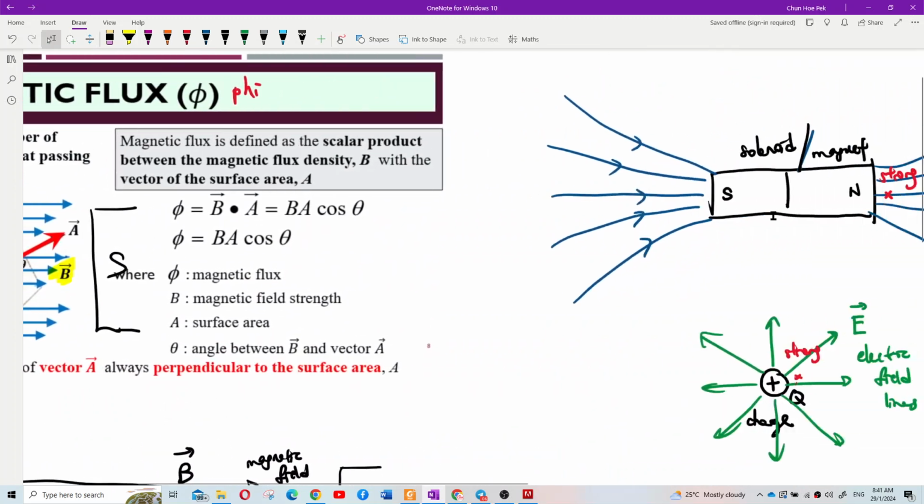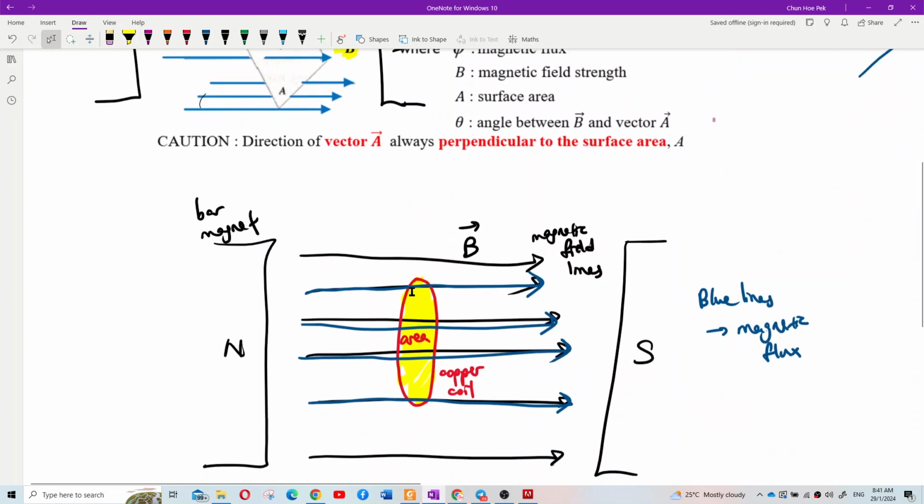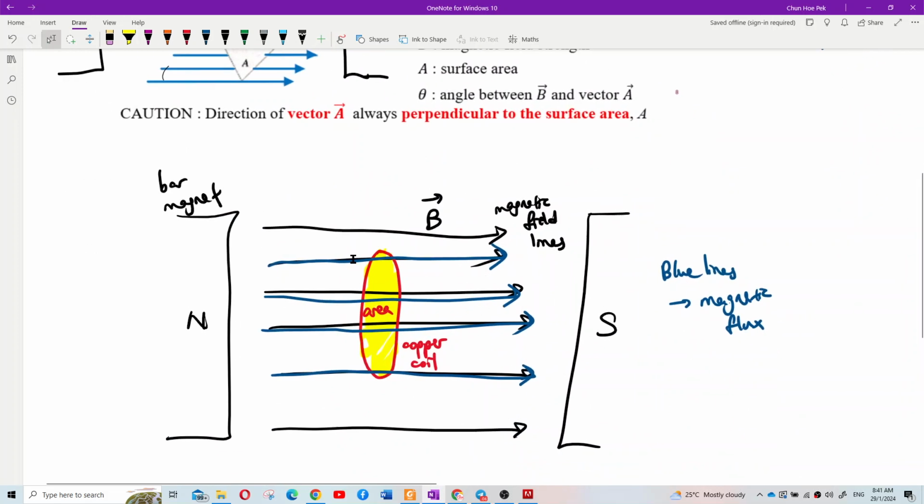So you learned about these magnetic field lines. You also learned what magnetic flux is. Magnetic flux means flux through a certain area. Like this, you see this. How many magnetic field lines do you have? 1, 2, 3, 4, 5, 6. So you have 6 lines here, but only 4 out of the 6 lines pass through the area.